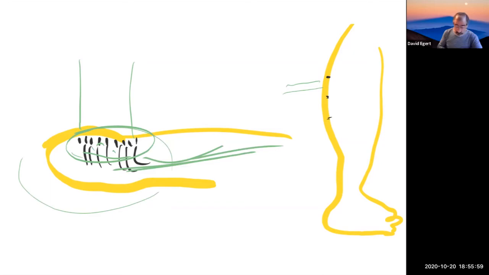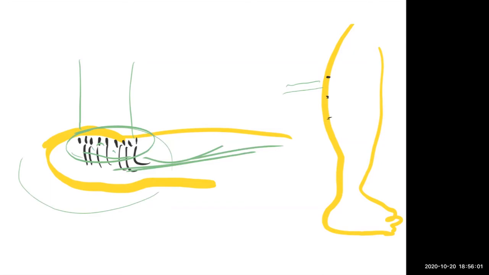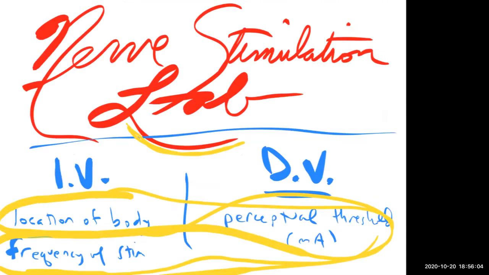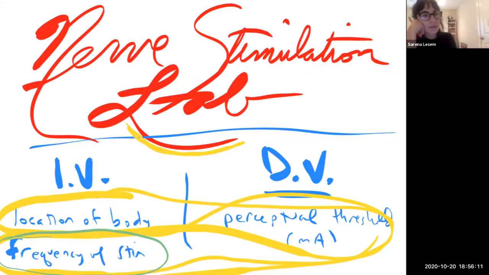So what about the other independent variable? Increasing the frequency of stimulation will decrease the perceptual threshold. And again, we always need the why: because of temporal summation. As the frequency of stimulation adds up, it will create temporal summation, which will decrease the perceptual threshold.